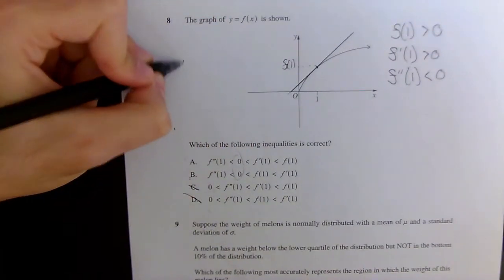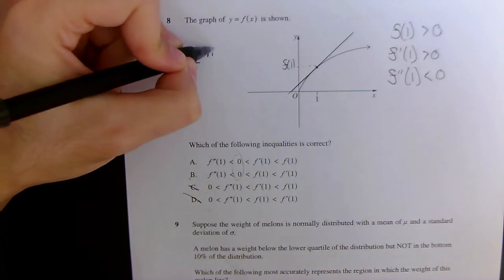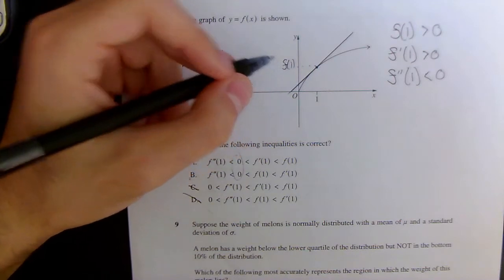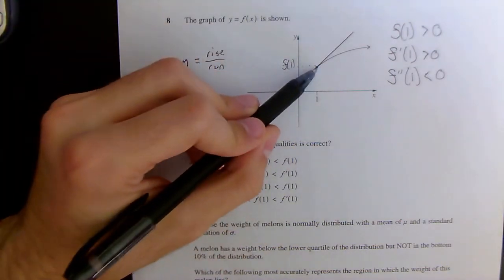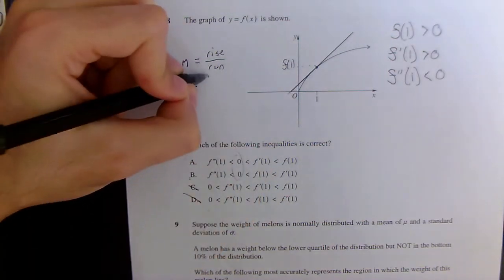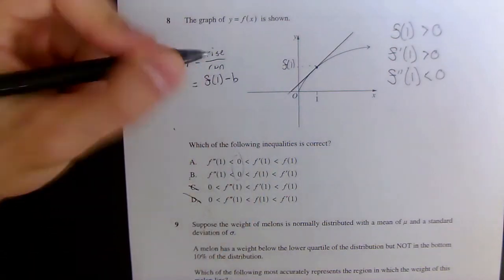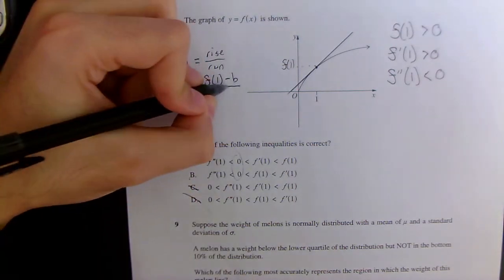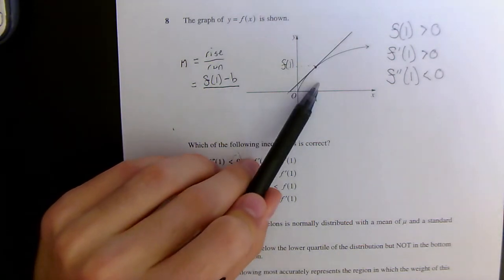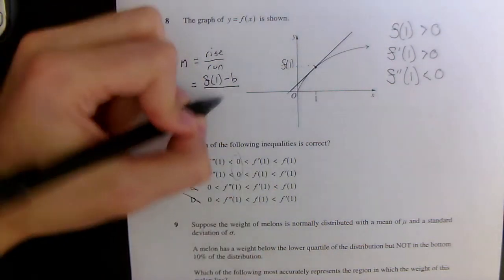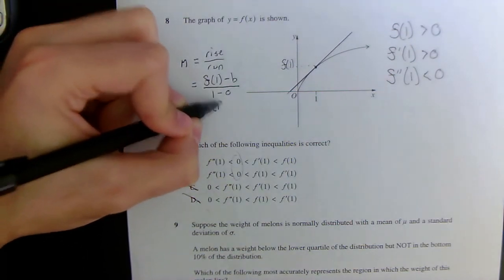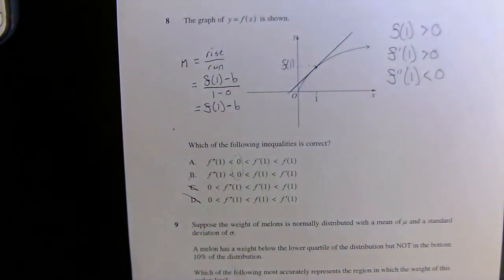So I'm going to say the gradient is rise over run. And our rise is equal to y1 minus y2. So where am I going to rise from? I'm going to pick a nice easy point and say this intercept here. So I'm going to say it's f of 1 minus b, where b is just the intercept. Sorry, that's my rise. And then my run is from 0 to 1. Okay, hopefully you can see that. So it's going to be 1 minus 0, which is just 1. And I obtain that my gradient is f of 1 minus b.